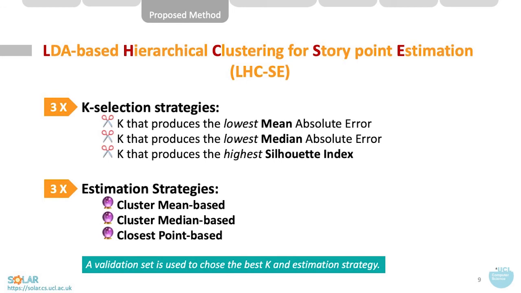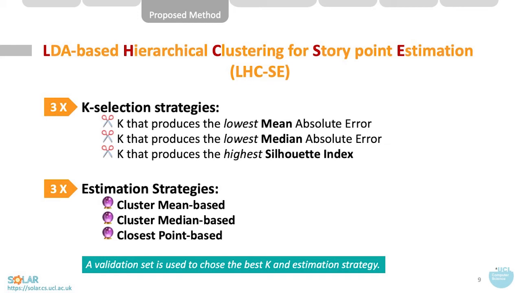Three strategies are used to choose the best K. We use a validation set and choose the K with which, in two strategies, the estimation models of the resulting clustering produce the lowest mean absolute error and the lowest median absolute error when used for story point estimation. As the third strategy, we consider the K with which the resulting clusters have the highest silhouette index. The silhouette index is an internal measure of cluster quality. Once the clusters are formed, a story point estimation model is built using the issues in each cluster.